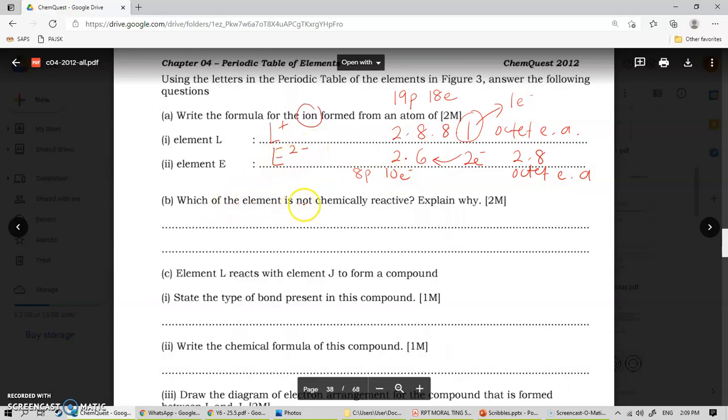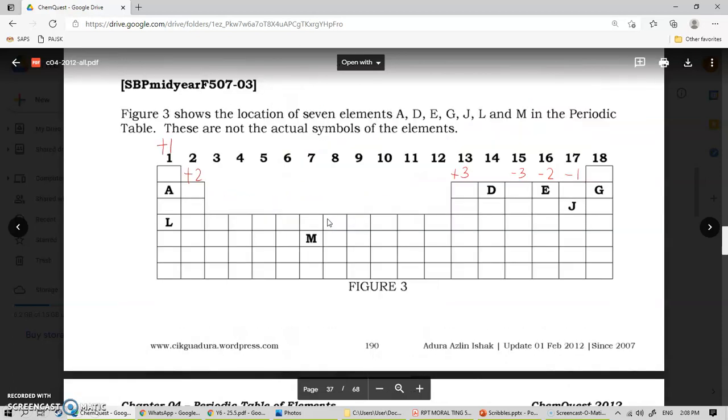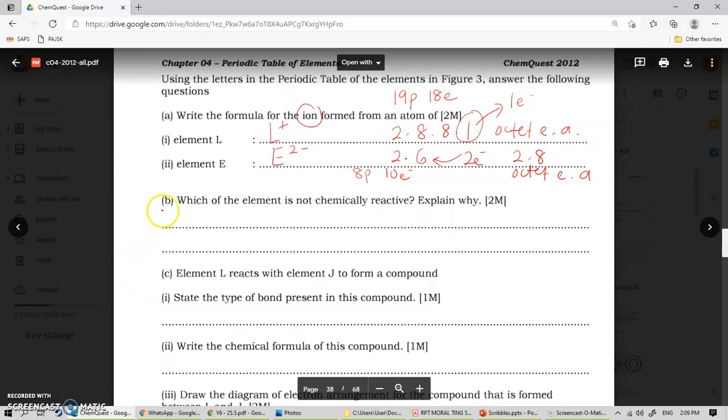Okay, which of the elements is not chemically reactive? Which one is not reactive? That means which one is inert? So group 18, all group 18 is inert. So G is the answer. And explain why. Alright, so you have to use the word atom. Atom G has achieved stable octet electron arrangement.